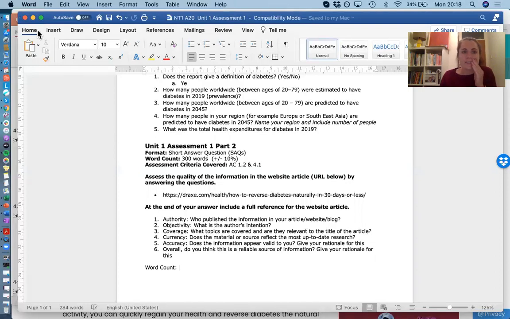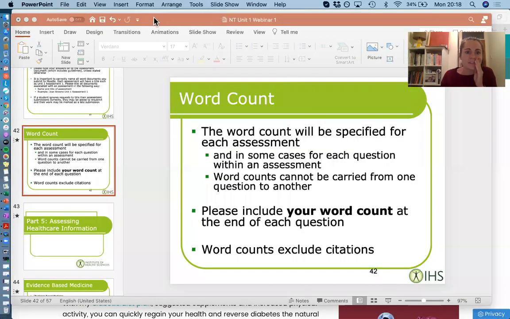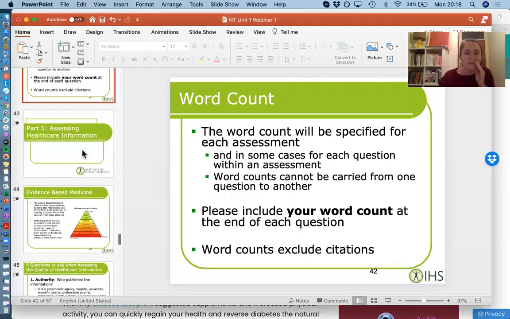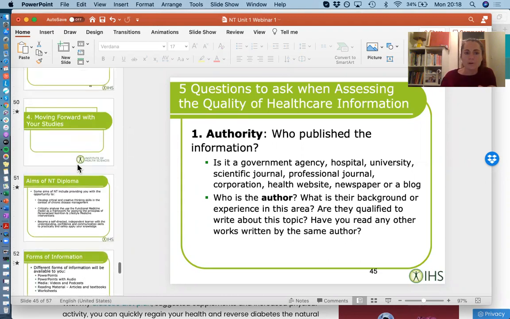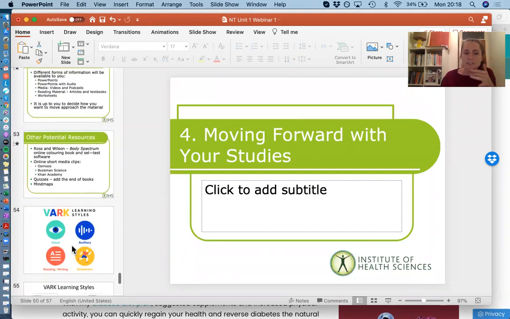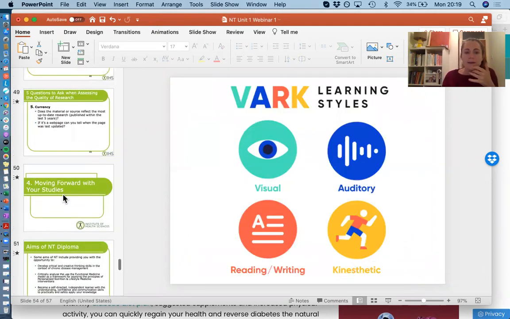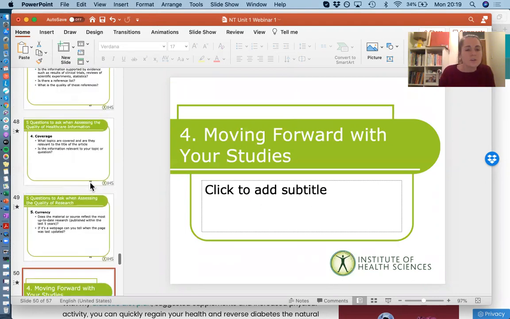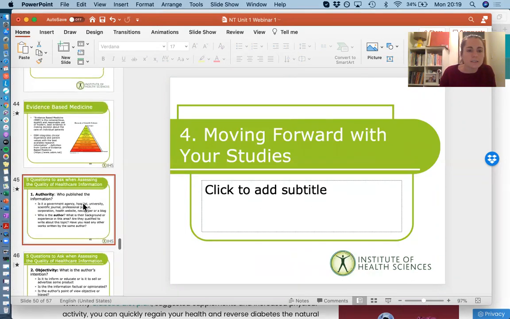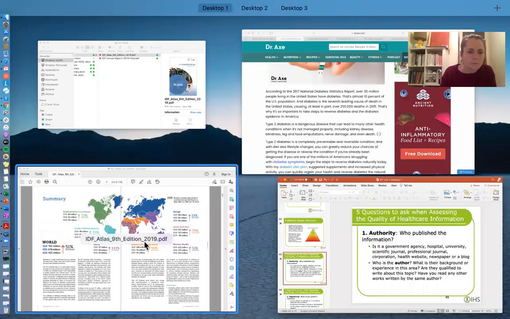So that's the assessment. And then what we're just going to look at now, there's 2 things we'll finish up by 9. I just want to go through each of these parts or questions that are in part 5 and give you examples of what we're looking for. And then I want to give you some support with moving forward with your studies. I'm going to talk to you about different learning styles and VARC, so that you have an idea of how to approach the units moving forward. So if we look at these questions, I'll pull them up here actually.